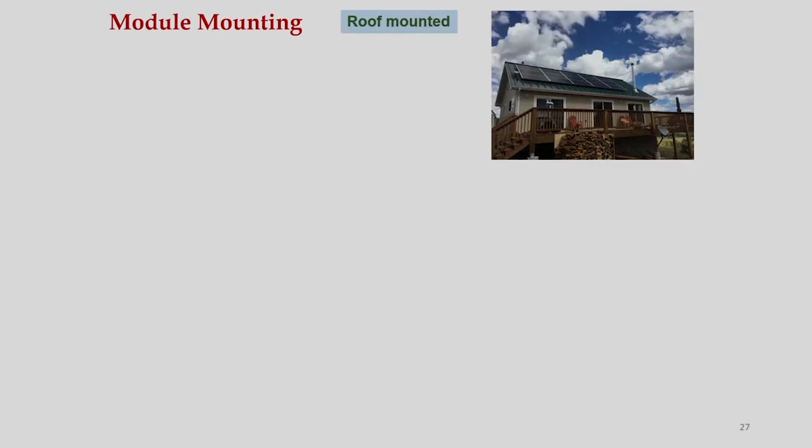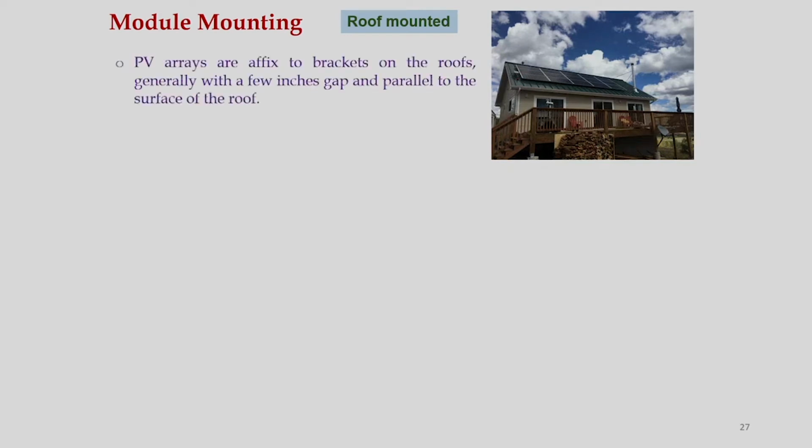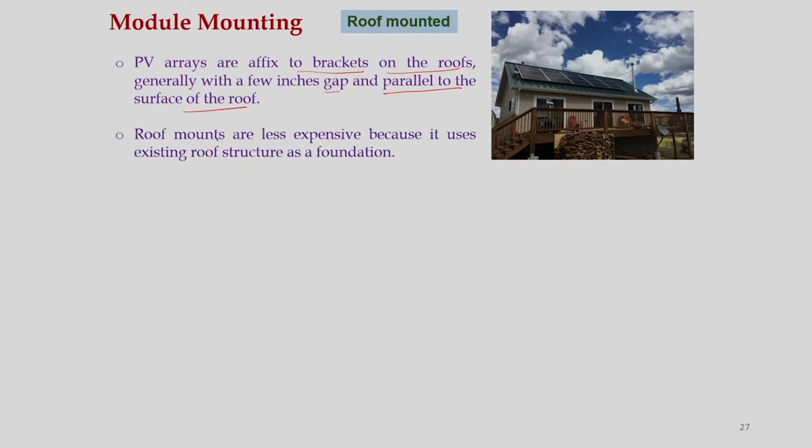In case of roof mounted, as you can see here, these are the modules and this is the roof, and these modules are installed parallel to the roof and there is a gap in between. These PV arrays are fixed to brackets on the roof, generally with a few inch gap and parallel to the surface of the roof. These roof mounts are less expensive because they use the existing roof structure as a foundation. So, you do not have to build a structure to hold the entire PV system, right.